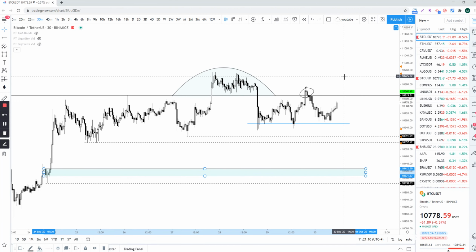And I still think that we're going to go to 11,000s. I'm not going to argue. I would not take that statement back. I anticipate that we're going to go to 11,000s for sure. Nothing's guaranteed, but I do anticipate that we're going to go to 11,000.